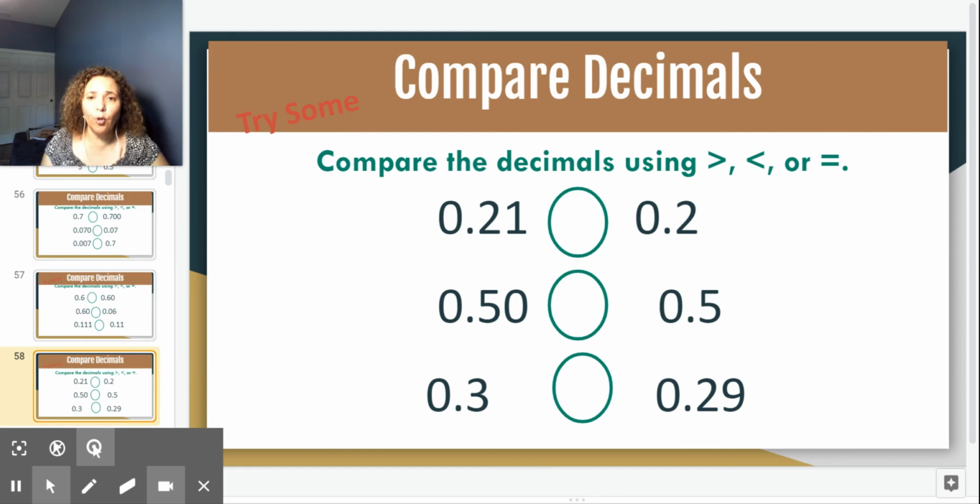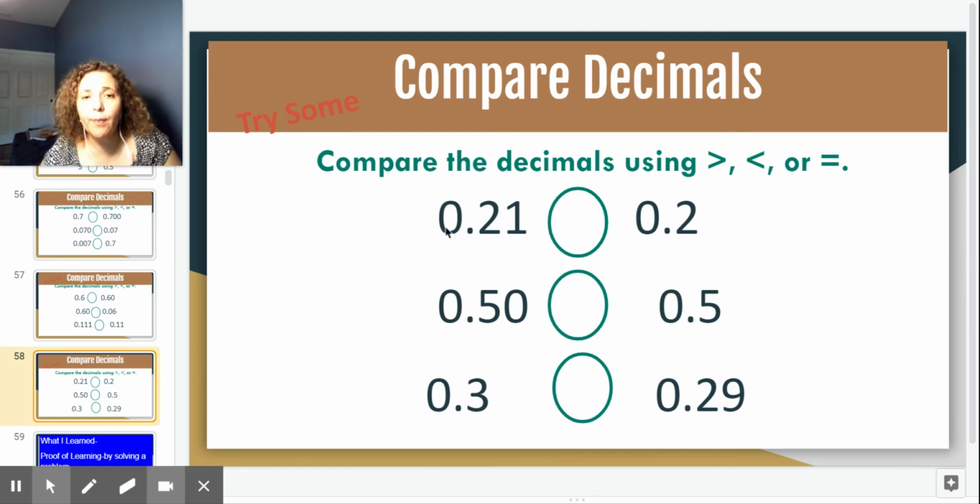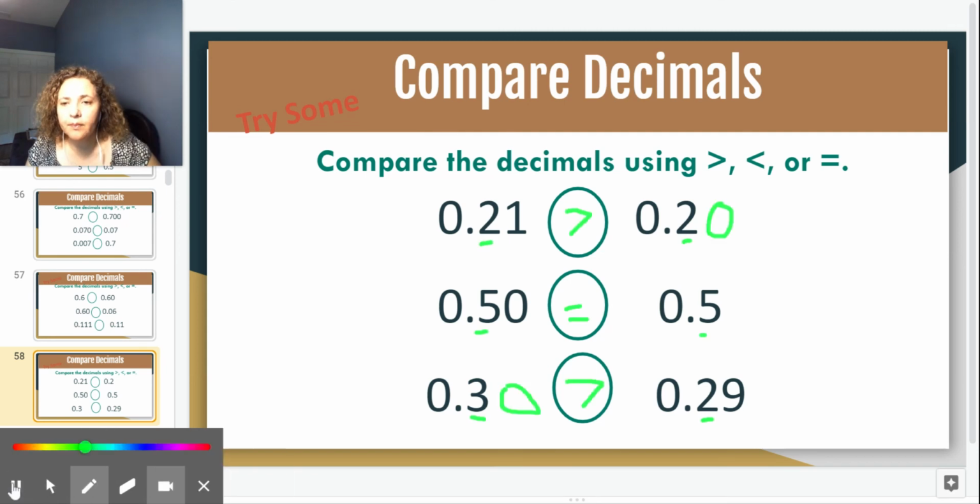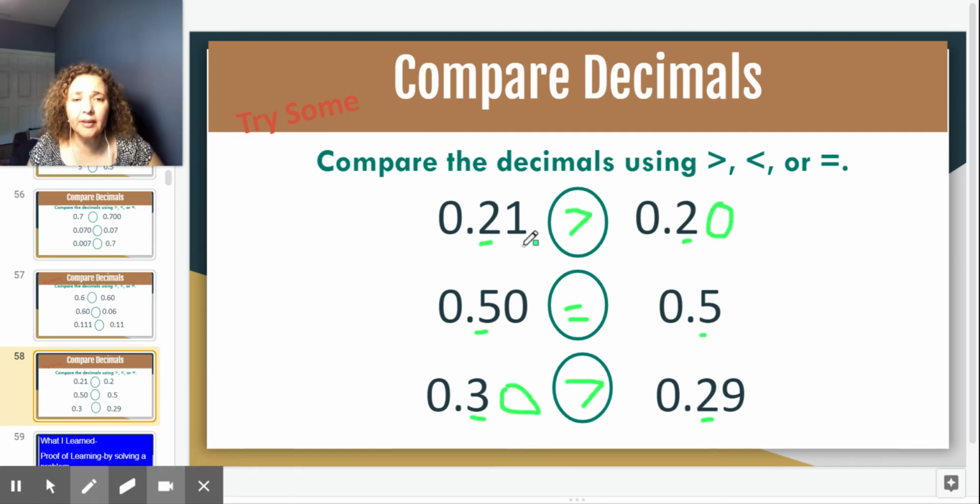All right, try some more. Make sure you're writing these down in your math notebook, then come back to me and we will check our answers. All right, so 21 hundredths is bigger than 2 tenths. I could add a 0 here and then I can easily compare, right? Because I have a 2 in the tenths spot in each. But if I add a 0 here, because remember I can add as many zeros as I want, I know that 1 is bigger than 0.